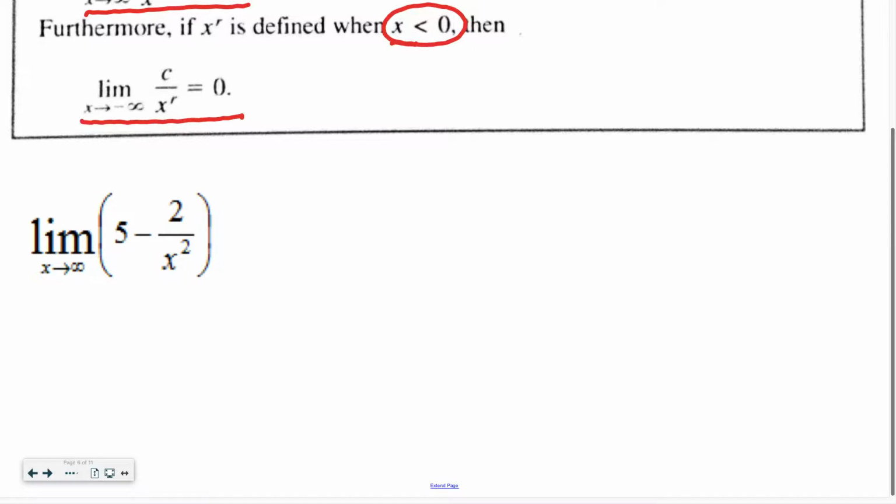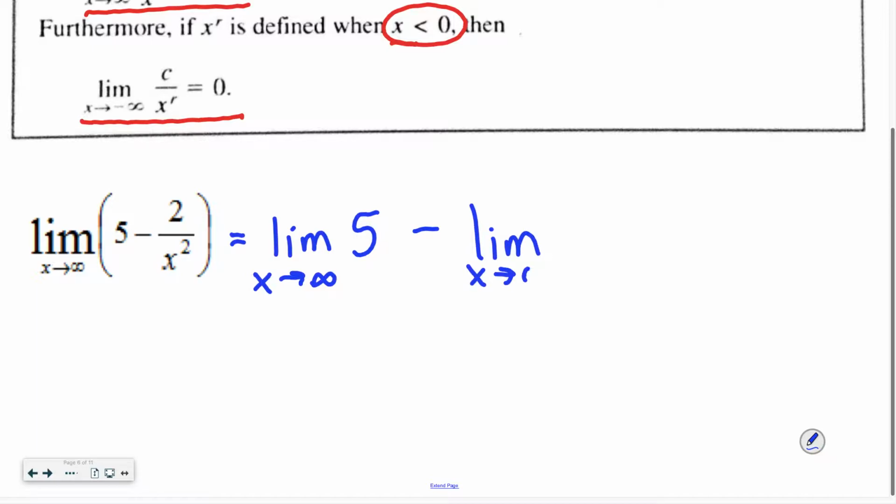Sometimes it may be helpful to break up a limit if there's addition and subtraction, and I have no problem with that. Like if you wanted to rewrite this as the limit as x approaches infinity of 5 minus the limit as x approaches infinity of 2 over x squared, that's okay. Some of you may not want to do that, but let's just think about it separately, okay?